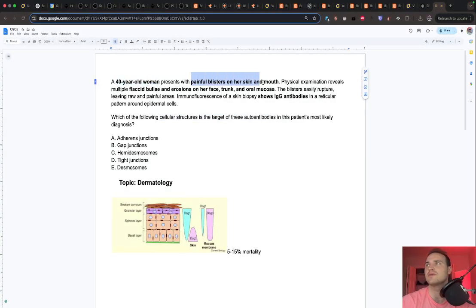A 40-year-old woman has painful blisters on her skin and her mouth: flaccid bullae and erosions of the face, trunk, and oral mucosa with IgG antibodies. Which is the target for these antibodies?